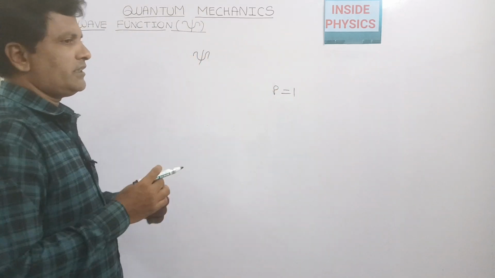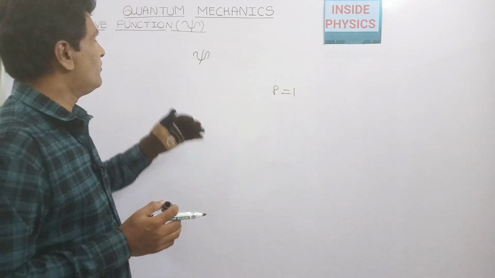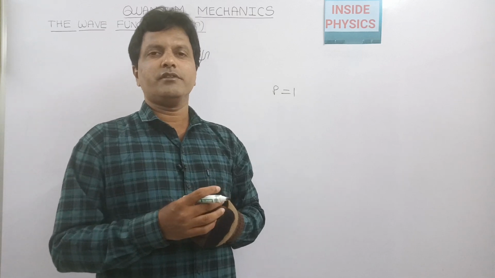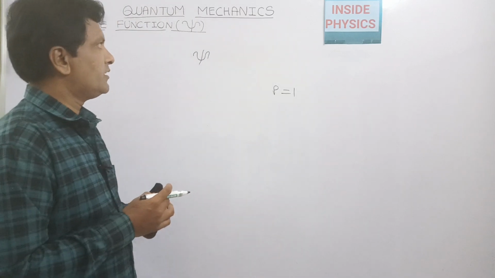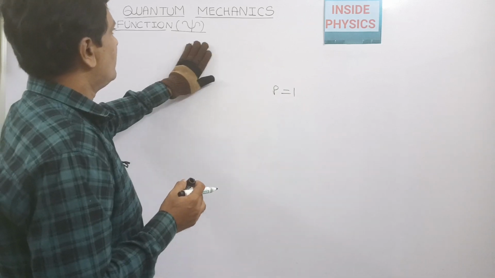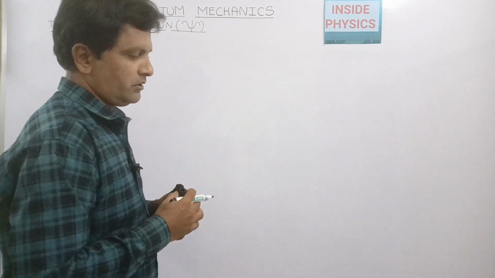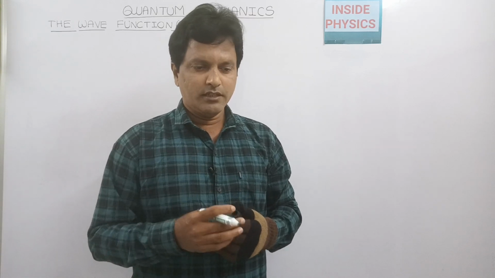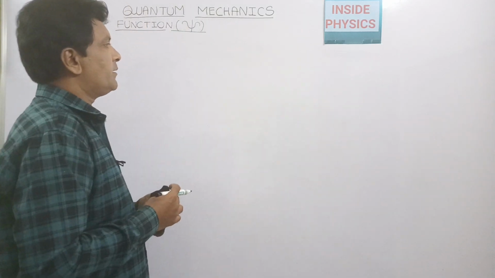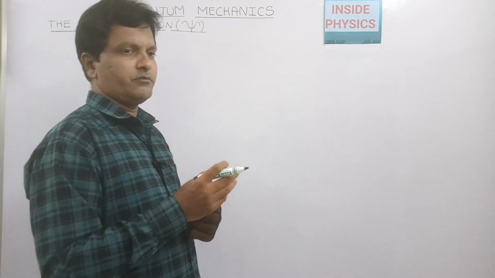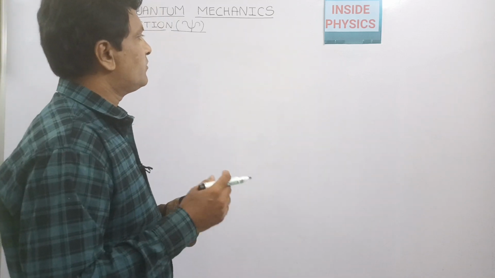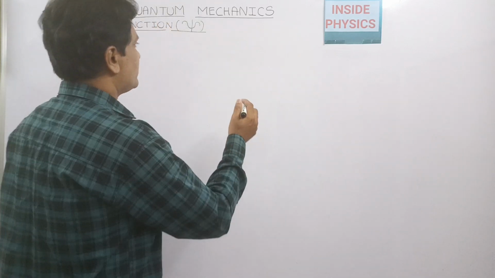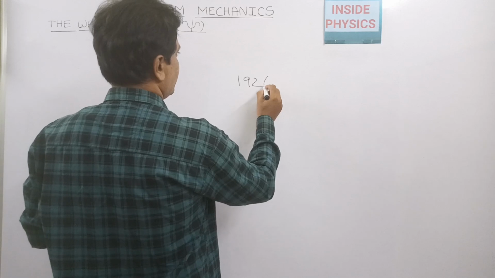These are the general terms regarding the wave function, and we will further move to the properties of the wave function and study what a well behaved wave function is. Now we will see the probability interpretation of the wave function. As I told you, the probability of finding a particle in the space we consider is equal to 1, and this was proposed by Max Born in 1926.